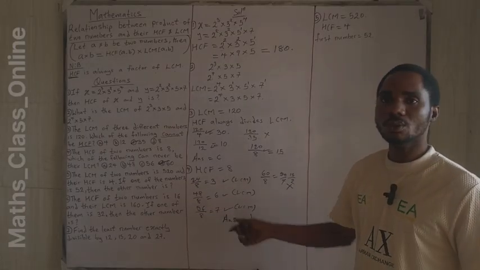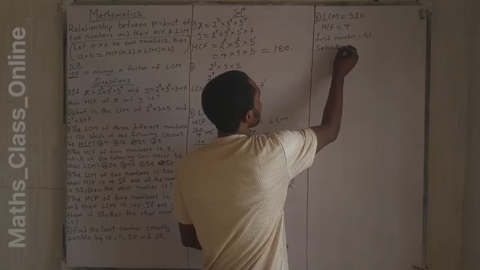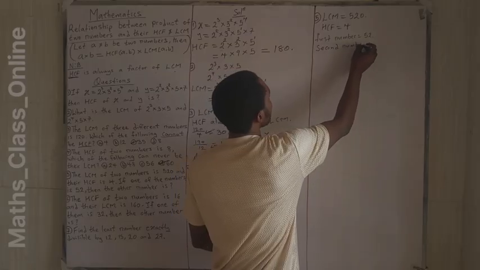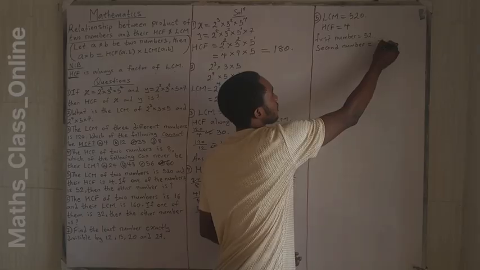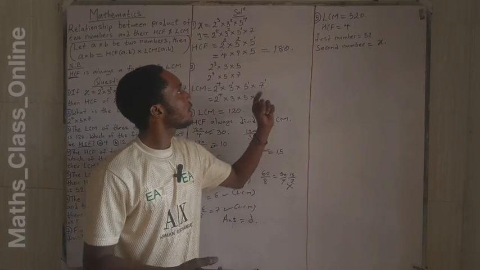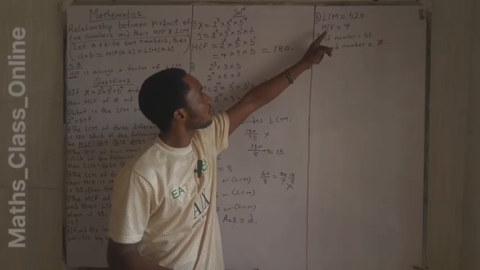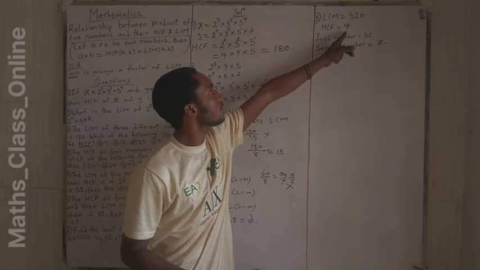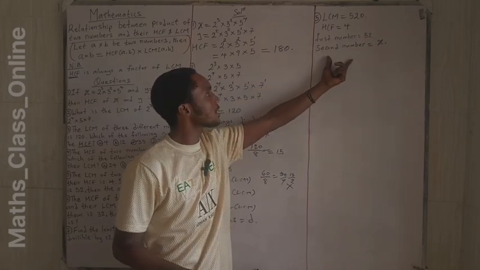Then the other number is what? So that means we have the second number. Let's say the second number is x. We are looking for the second number. We have least common multiple of the two numbers to be 520, highest common factor of the two numbers to be 4, and the first number is given to be 52. What is the second number?